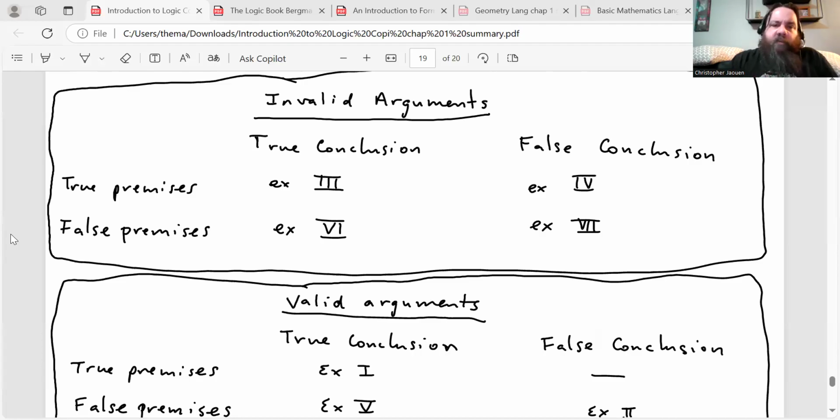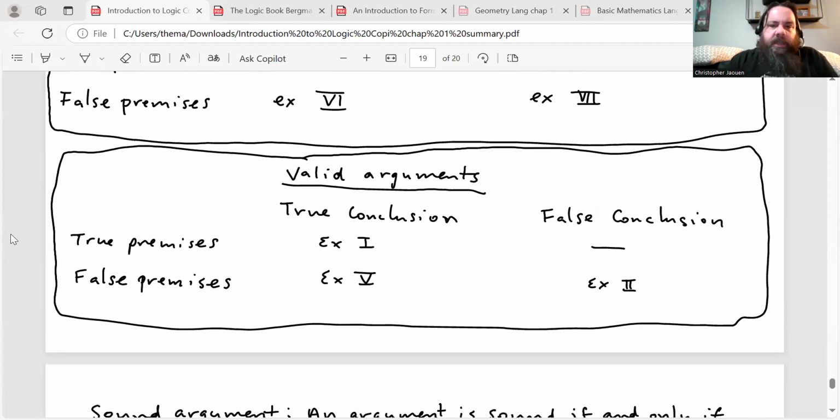Arguments 3 and 4 have true premises. Argument 3 has a true conclusion. Argument 4 has a false conclusion. Arguments 6 and 7 have false premises, whereas argument 6 has a true conclusion and argument 7 has a false conclusion. And arguments 1, 5, and 2 are valid arguments.